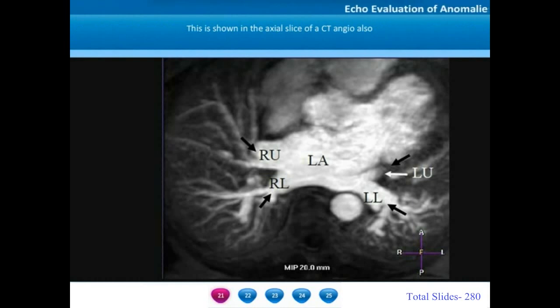This concept in anatomy gets reinforced when we see this axial slice of a CT scan that shows the upper and the lower pulmonary veins on both sides. We can see that the upper pulmonary veins drain from front to back, and the lower pulmonary veins drain from back to front.